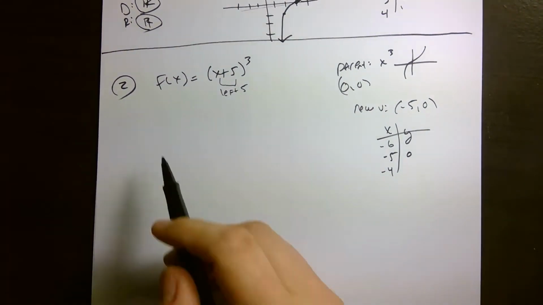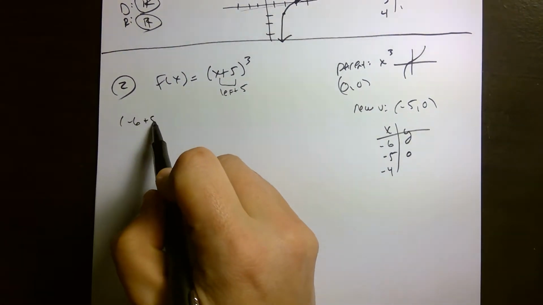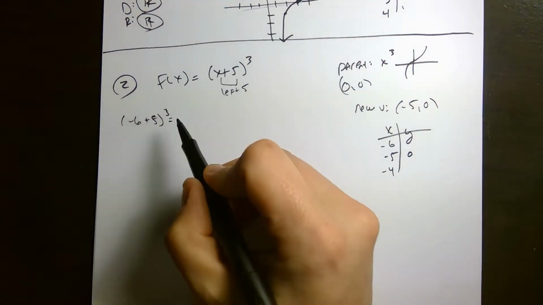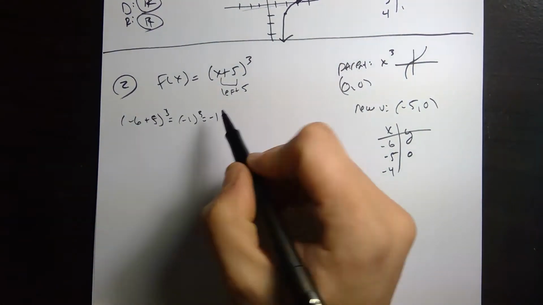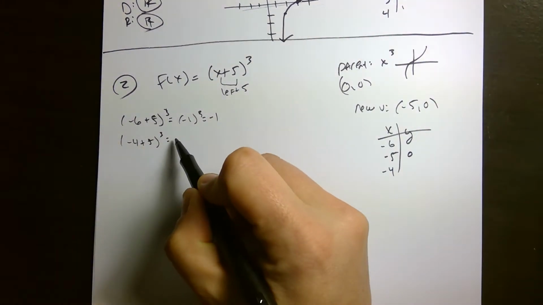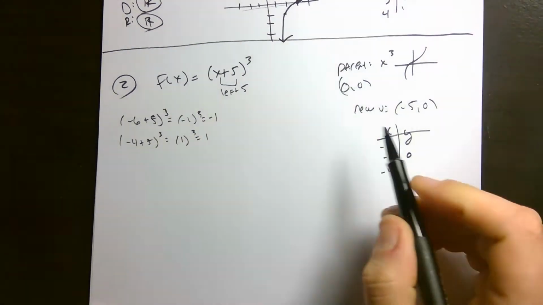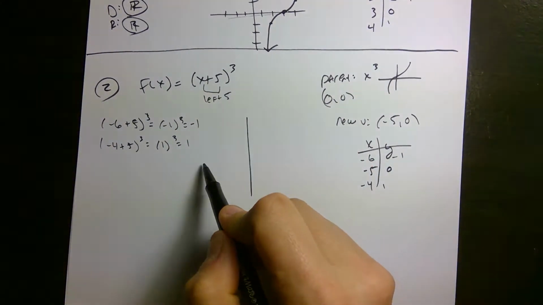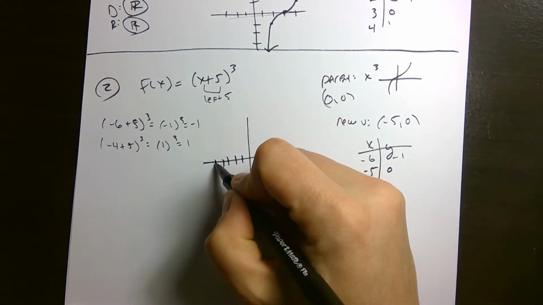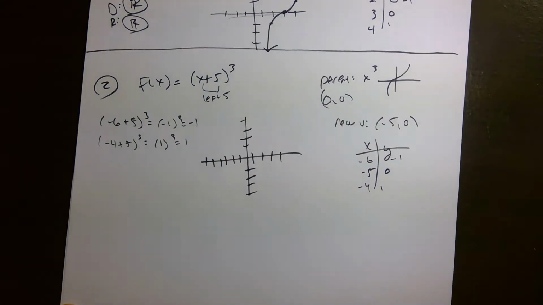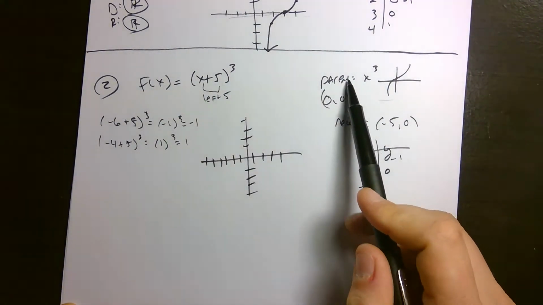And then, of course, I'm going to take each of those numbers and plug them into my function. And I'm going to have negative 6 plus 5 cubed. That's going to give me negative 1 cubed, which is still negative 1. And then I will have negative 4 plus 5 cubed, which is going to give me positive 1 cubed, which is still a positive 1. And so now I have 3 points. And what am I going to do again? Well, I'm going to come over here, and I am going to graph these 3 points and make sure that my function looks like this when it's all said and done.